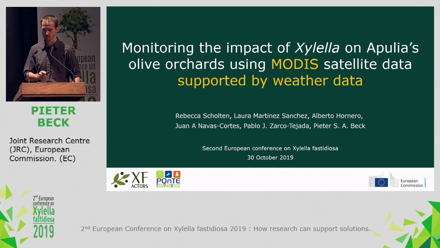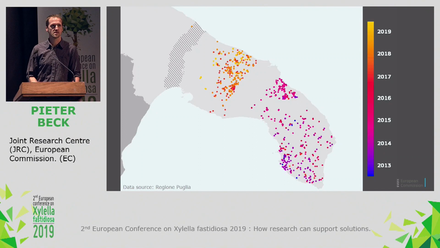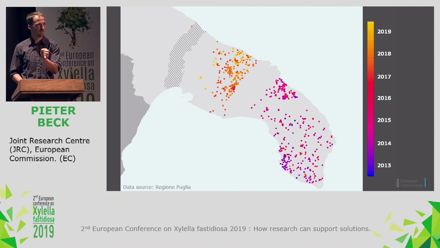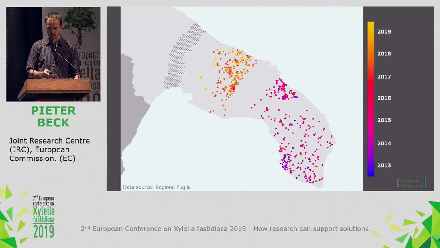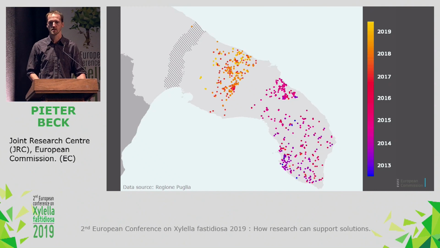So this is an image you saw yesterday as well. It's the official monitoring data in Puglia of plants that tested positive for Xylella. And I commend the region for making these data available as points rather than just at administrative level, because it's really useful to science. The law requires that these data really focus on establishing the front of the epidemic, which is why areas further south are not being monitored anymore.